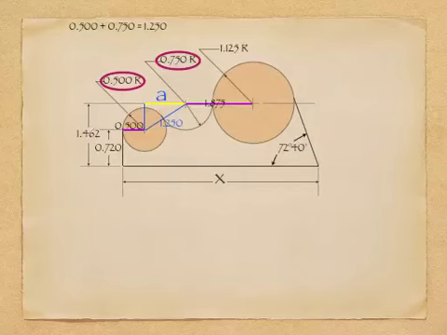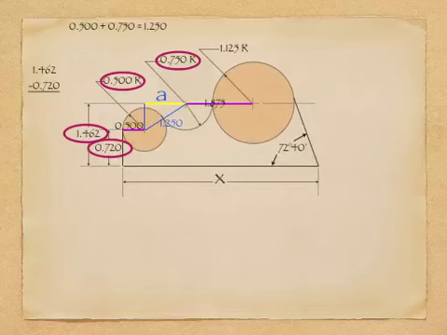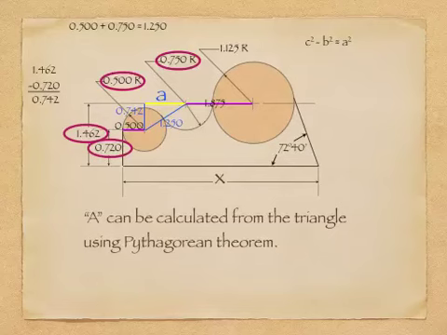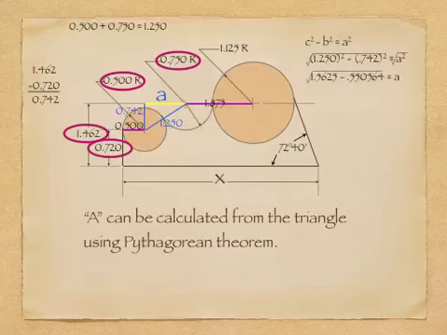On the left-hand side, the height of the other side of that triangle is the difference between 1 and 462 thousandths and 720 thousandths, which is 742 thousandths. Now we can calculate A using the Pythagorean theorem. C squared minus B squared equals A squared in this rearrangement of the theorem. And we can take the square root of both sides to calculate A.